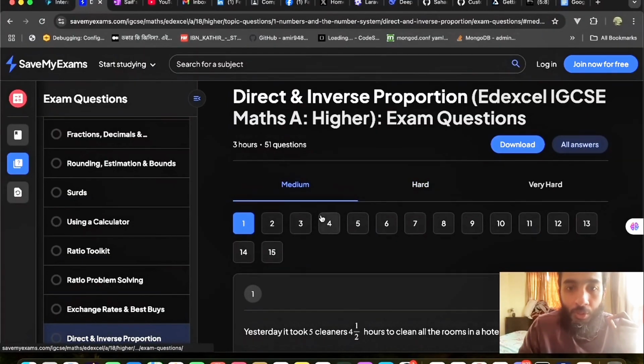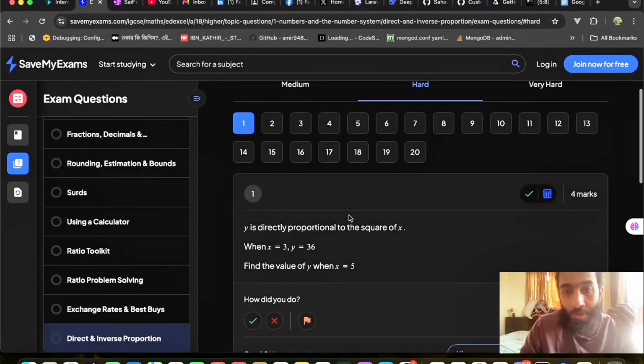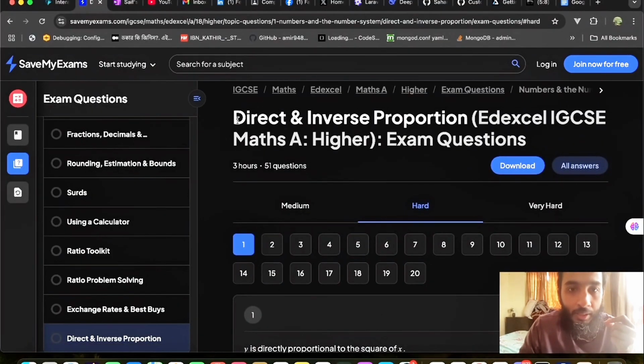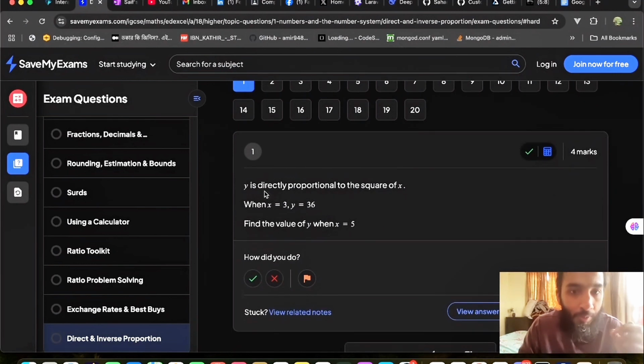In the previous video, we focused on the medium category problems. So in this video, we'll focus on some hard category problems of the topic direct and inverse proportion. Let me first read the first problem. It says y is directly proportional to the square of x. So when x is 3, y is 36. You have to find the value of y when x is 5.